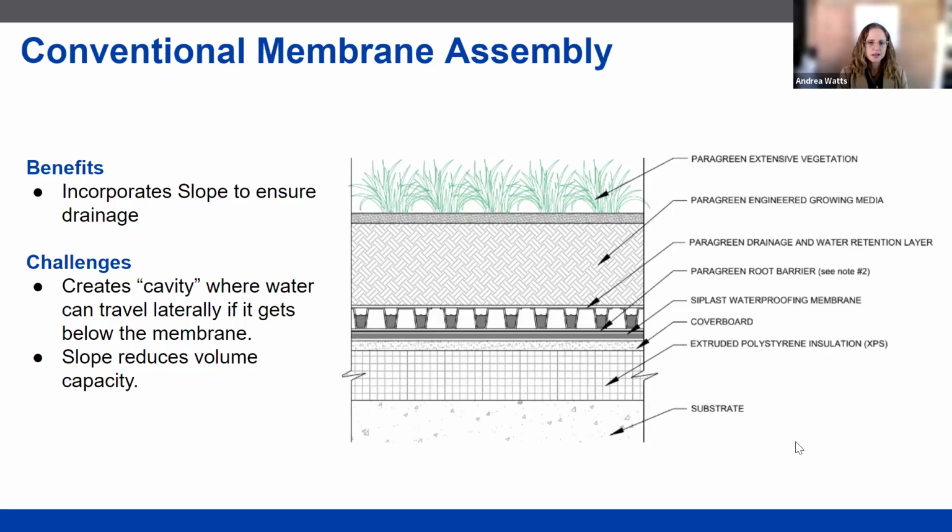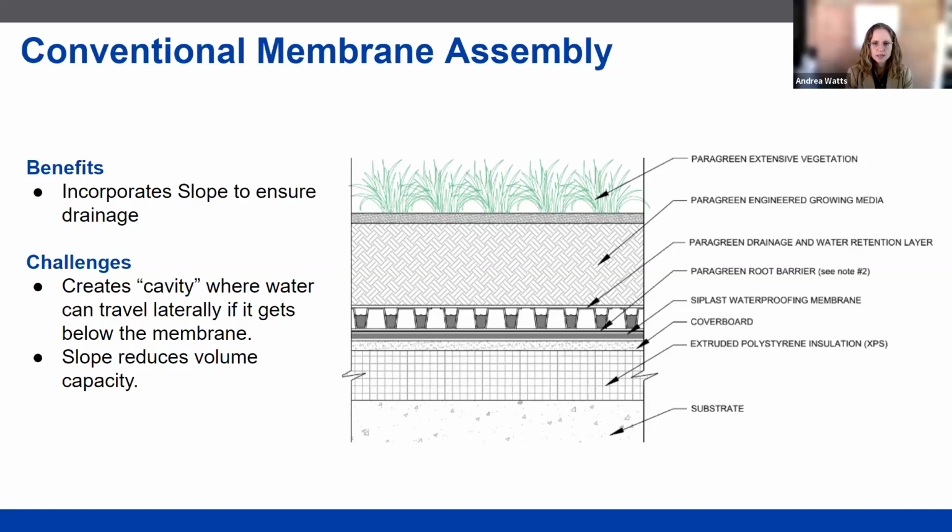Now, this is a conventional roof assembly for an overburden roof. You can see that we have the insulation installed directly on the roof deck, followed by a cover board, our waterproofing membrane, and then we build up our overburden assembly on top of that. In this case, we show our root barrier, drainage, growing media, and vegetation.